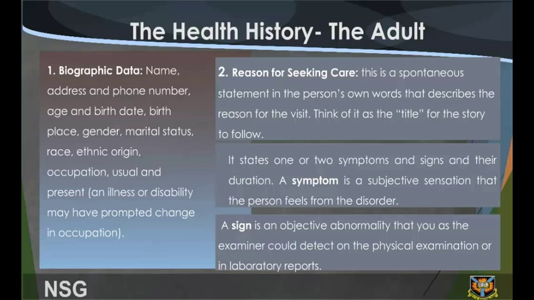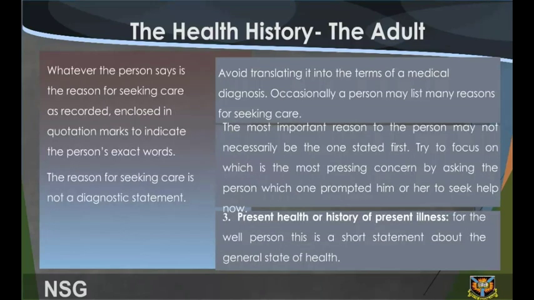A symptom is a subjective sensation that the person feels from the disorder. A sign is an objective abnormality that you, as the examiner, would detect on the physical examination or in laboratory reports. Whatever the person says is the reason for seeking care is recorded, enclosed in quotation marks to indicate the person's exact words.